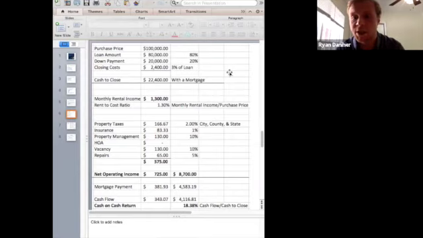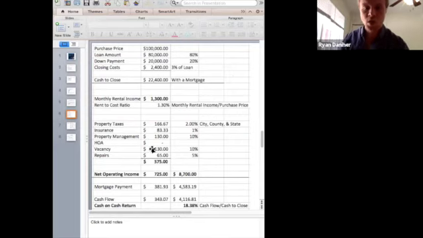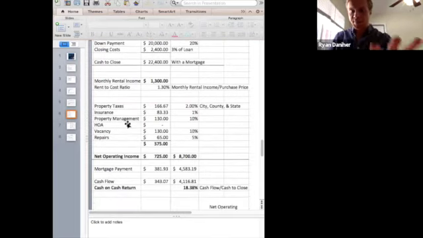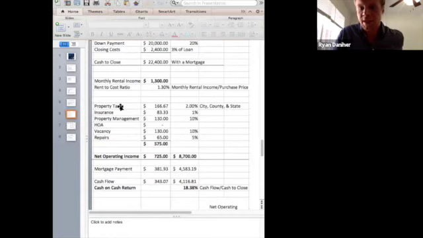Properties are about that down in Maryland, where I own my two investments. And then in this case scenario, your rent to cost ratio would be 1.3%. So that's monthly rental income divided by purchase price. So the expenses for this property, let's say that the property taxes are about 2% of the purchase price.